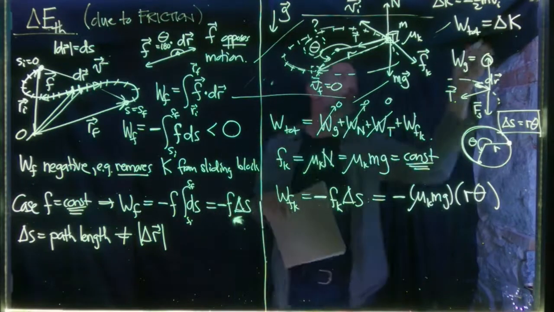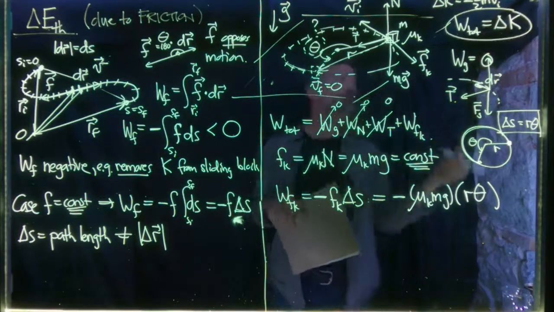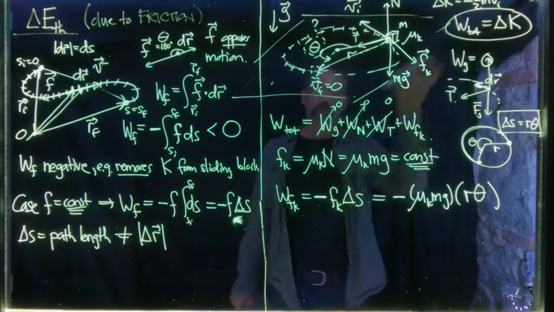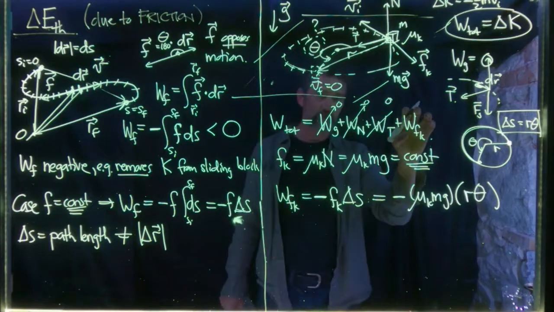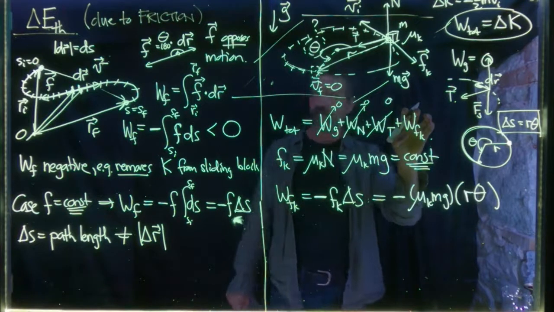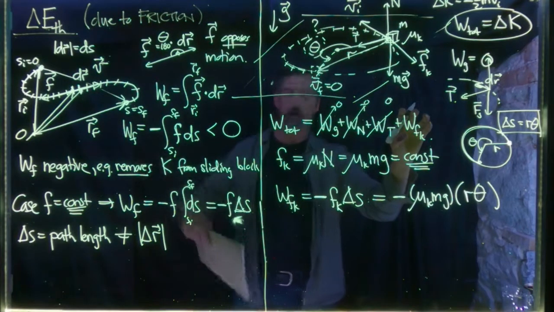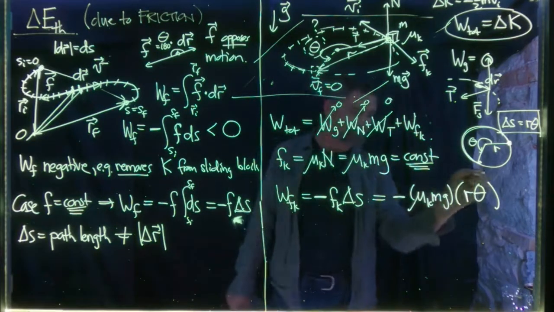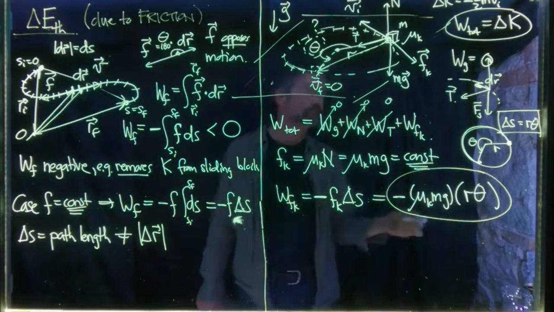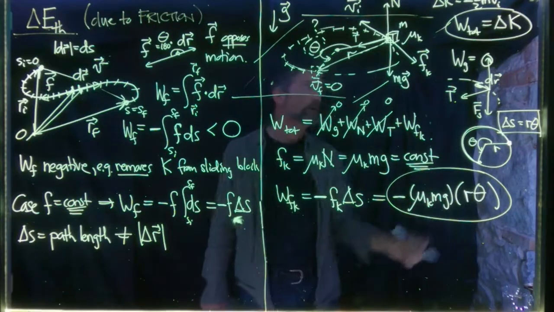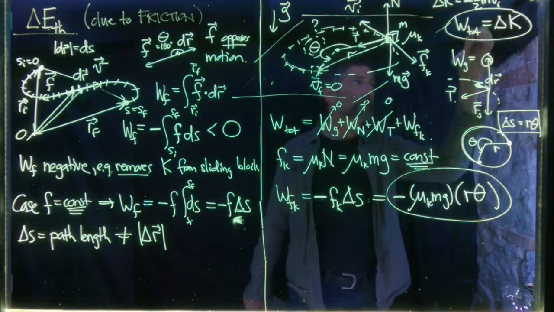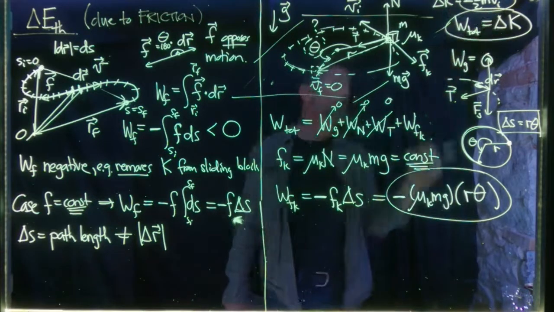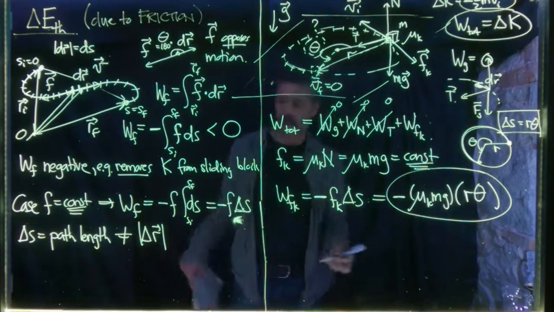And so according to the work kinetic energy theorem, what we have is the total work done. That turns out to just be the work done by the frictional force. And because the magnitude of the frictional force was constant, we had a really easy way to calculate that. So we got the work done by that frictional force is this guy over here. So the total work done is this guy, and we make that equal to the change in the kinetic energy. And the change in the kinetic energy is this guy. So that equals that. Okay, and then we just solve for theta, what it is we wanted to work out.